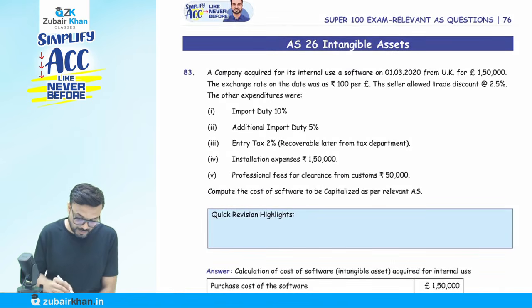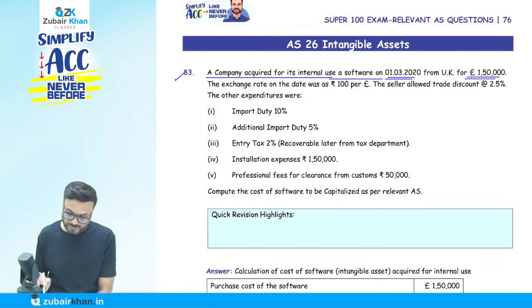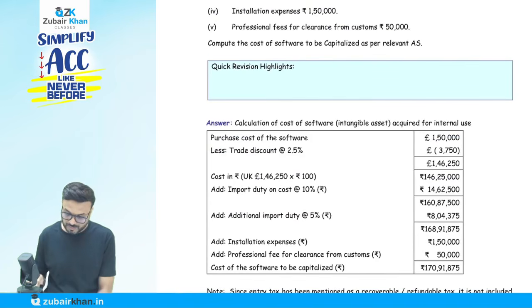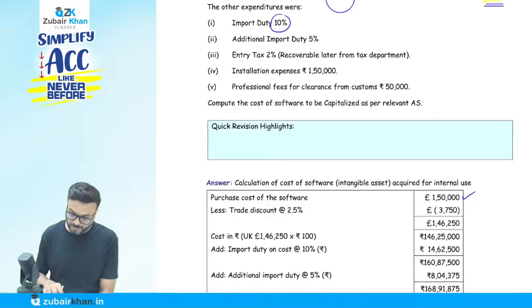83. It says a company acquired for its internal use a software on 1st of March 2020 from UK for £150,000. The exchange rate on the date was £1 equal to 100 rupees. The seller allowed a trade discount of 2.5%. The cost incurred is £150,000. Okay, we'll convert into rupees, don't worry. They say import duty 10%, but before that there is a trade discount of 2.5%.